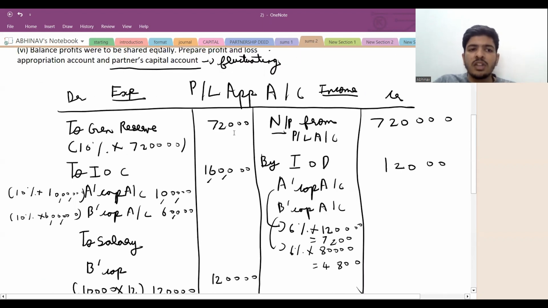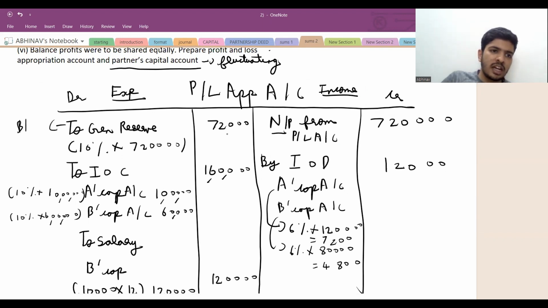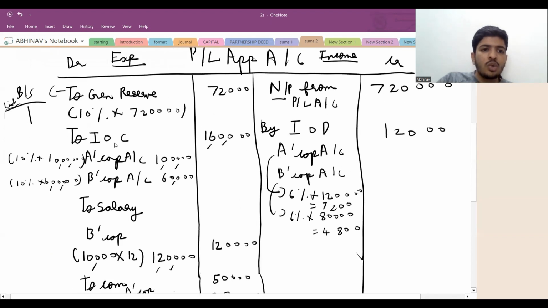First, the general reserve. General reserve will come in the balance sheet directly, on the liability side. Why? Because it's a reserve. I already explained that before. Now, second, to interest on capital.